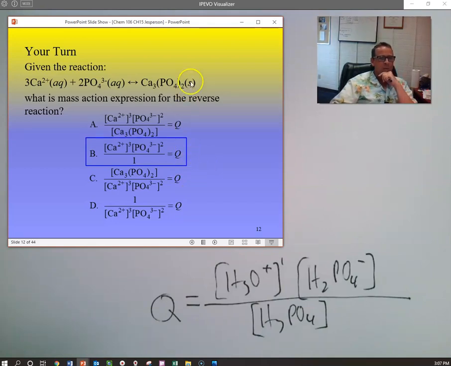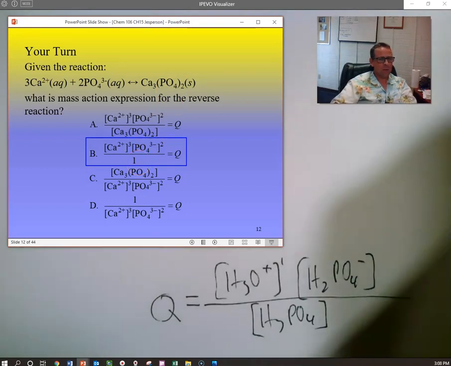Okay. So, we were asked to give the mass action expression for the reverse reaction. And we had the reactant as a solid. The products over here were aqueous. So the products go on top, and the reactant, which is a solid, is not included. Very good. Any questions about that, Jace?